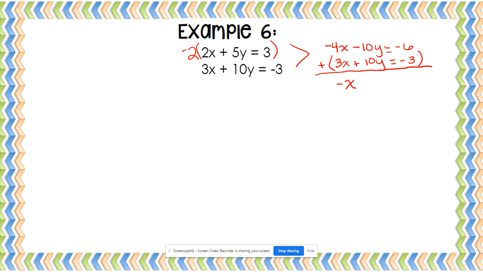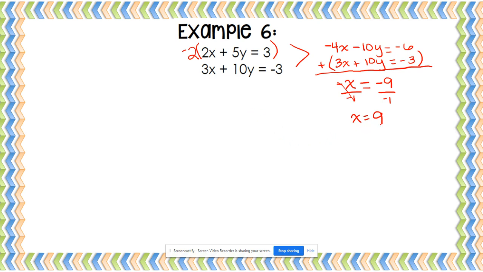-10y plus positive 10y is 0y, so they'll cancel out. And then I have my equal sign. And if I do -6 minus 3, I get -9. Now, x looks like it's by itself, but it's not because it has that negative sign there, which means there's actually a -1. So I'm going to divide by -1 on both sides. That will get rid of this, and that leaves me with x equals, and then when I do -9 divided by -1, I get positive 9.